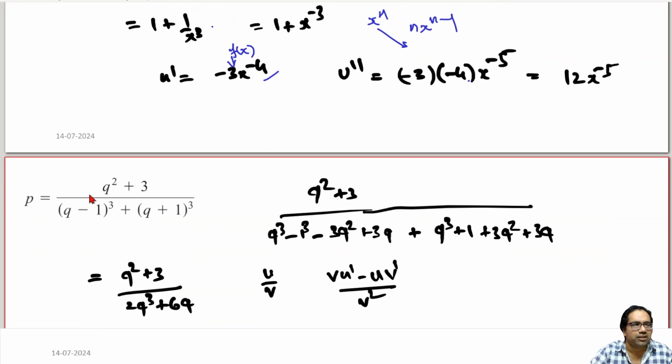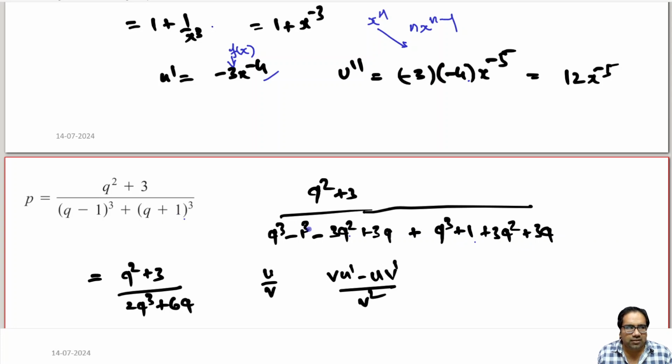Here, the denominator is looking complex. So this is in the form of (a minus b) whole cube, and this is in the form of (a plus b) whole cube. So obviously if we try to expand, then some things will definitely cancel out. Let's do that. a cube minus b cube minus 3a square b, that is 3q square, plus 3ab square, which is 3q. Similarly here, a cube plus b cube, q cube plus 1, plus 3a square b, that is 3q square, plus 3ab square, that is 3q.